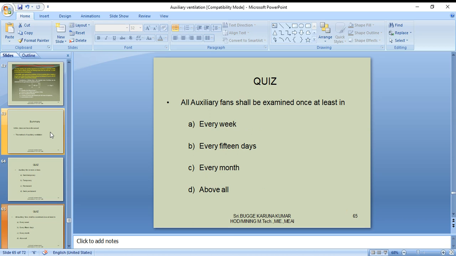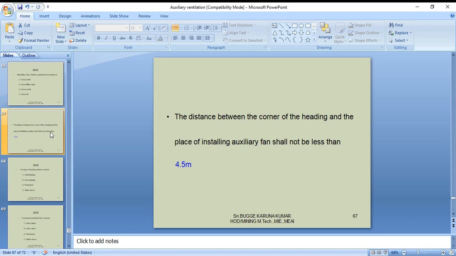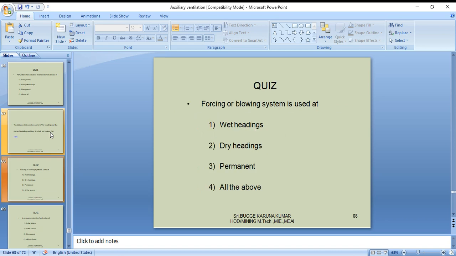All auxiliary fans shall be examined at least once in every week, every 15 days, every month, or above. As per the regulations, you have to answer it: an auxiliary fan shall be examined at least once in how many days? The distance between the corner of the heading and the place of the auxiliary fan shall not be less than 4.5, or at most 5 meters; you have to choose it. The forcing or blowing system is used at a wet heading, dry heading, permanent, or all. So that is very important.